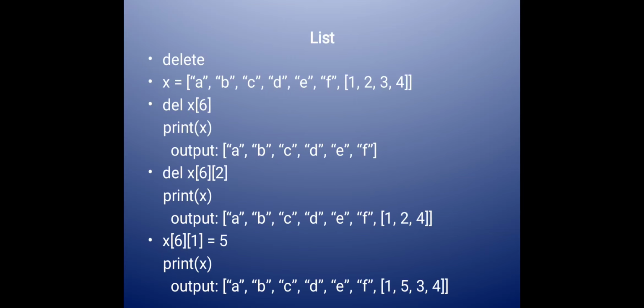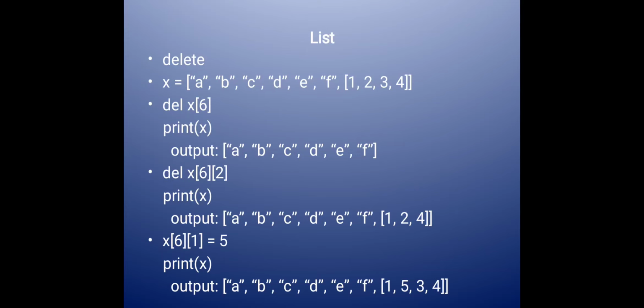Then comes the delete function. We can delete the entire list by simply giving the delete del keyword, or we can delete the list elements by using the index. So here I have taken that nested list x is equal to a, b, c, d, e, f, and again a list 1, 2, 3, 4. Then delete x of 6, print x. The output will be a list of a, b, c, d, e, f. That is, x of 6 is that list 1, 2, 3, 4, so it will be deleted. Then the output will look like this.